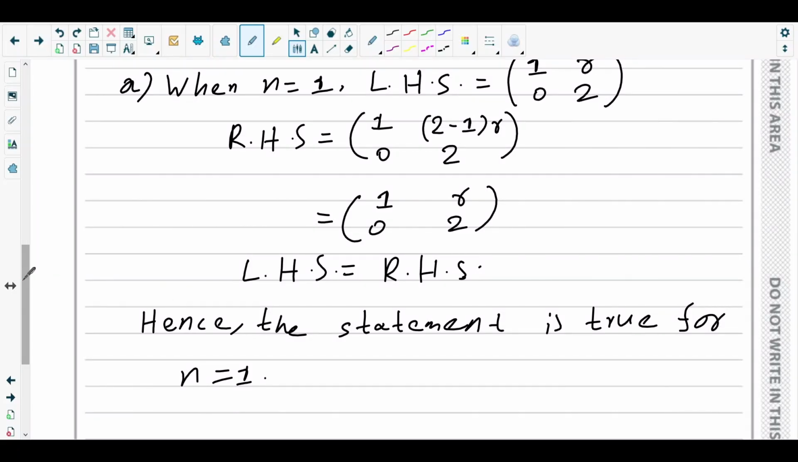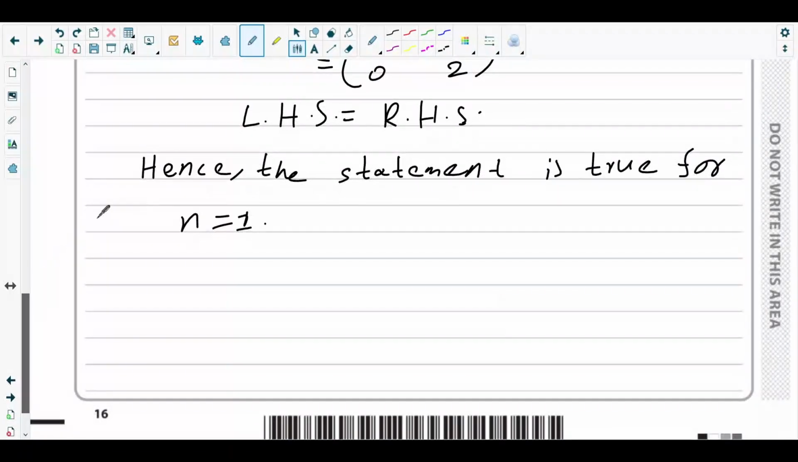The second step is that we have to show that if the given statement is true for n equals k, then it is true for n equals k plus 1. This is called the inductive step. In the inductive step, we will not directly show that for n equals k the given statement is true, or directly show that it is true for n equals k plus 1. We have to do some induction here.